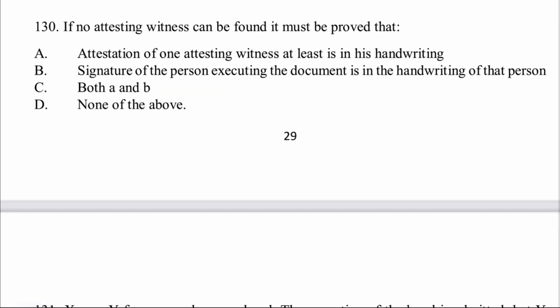Question 130. If no attesting witness can be found, it must be proved that attestation of one attesting witness, at least, is in his writing, and that the signature of the person executing the document is in the handwriting of that person. Both A and B, or none of the above. It is both A and B, option C. And which section? Section 69 of Evidence Act.